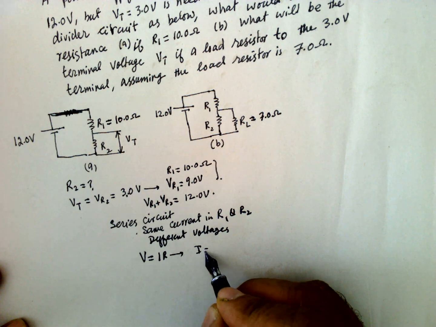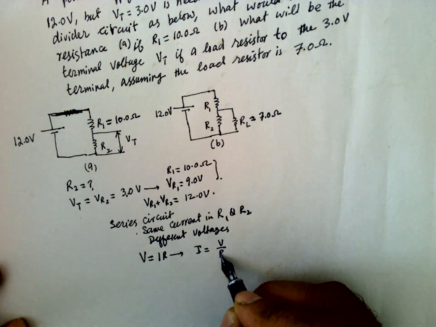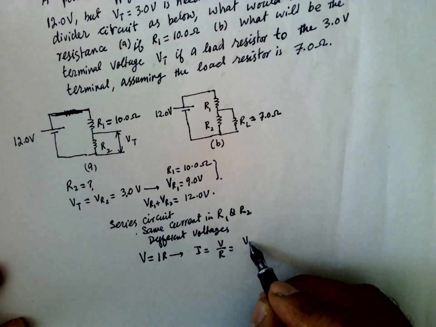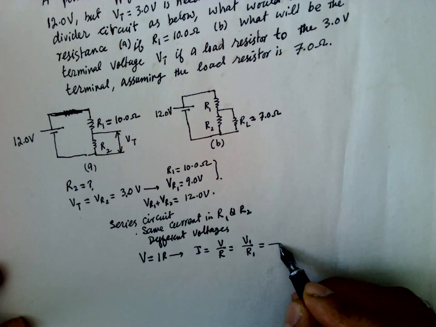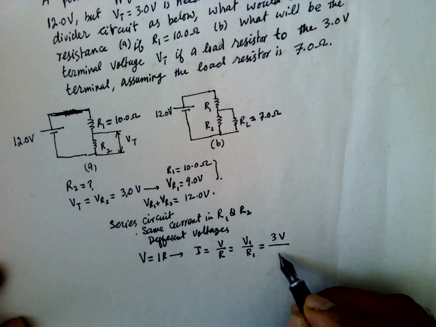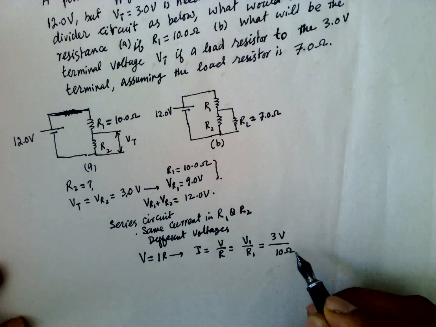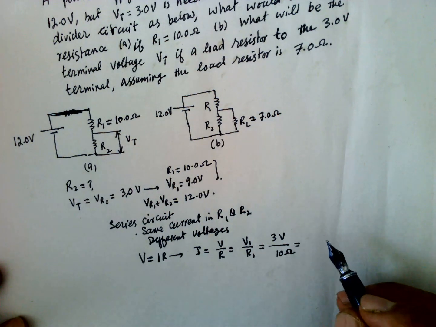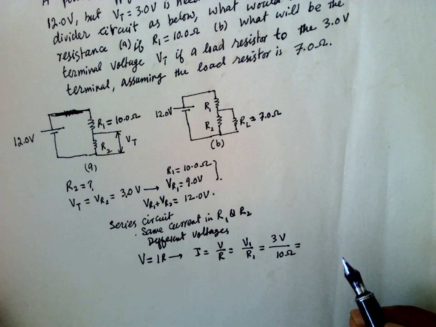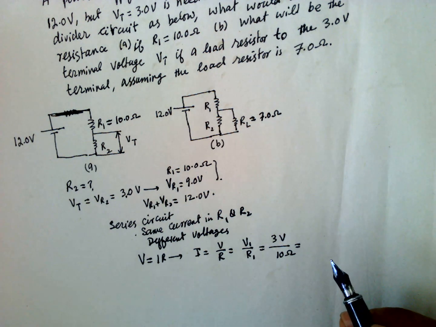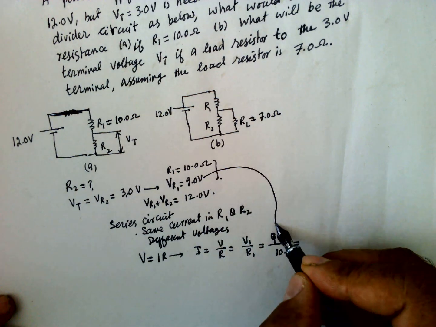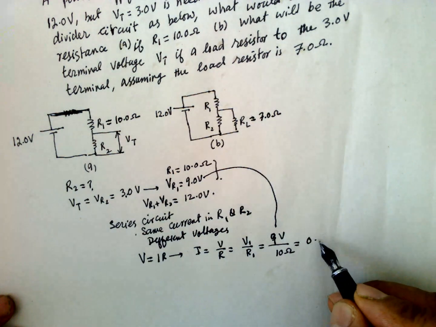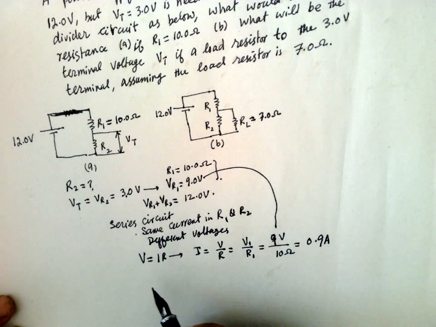That means I is equal to V over R, or in this case V1 over R1, which is equal to V is 9 volt, R is equal to 10 ohm. So this is equal to 0.9 amp current.